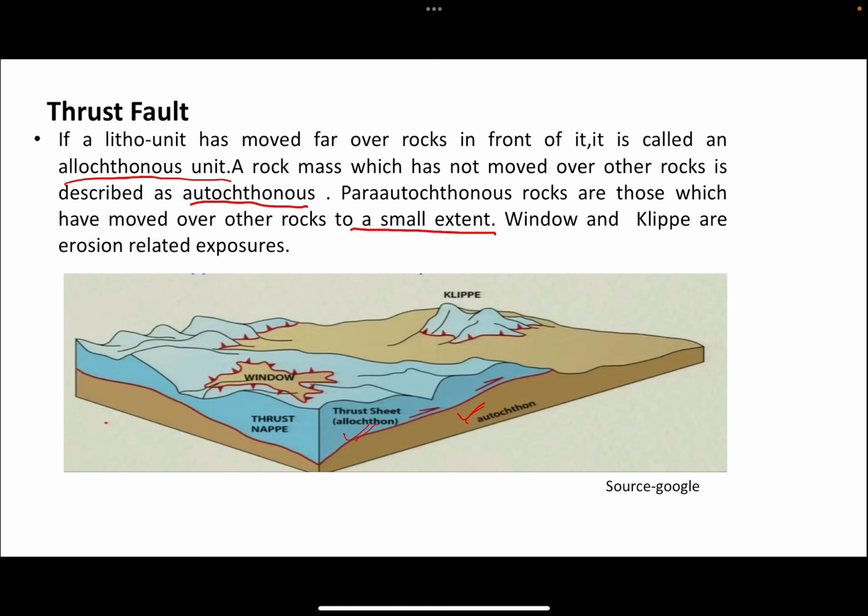Also, let me introduce the window and klippe exposures. Where a thrust sheet is dissected mainly by erosion, it is known as a klippe. In a contractional setting, if you have allochthonous material, it gets eroded and exposed like this. When such a window is exposed, it is sometimes called a tectonic window.